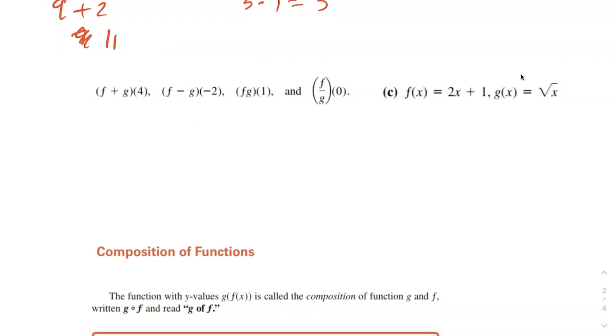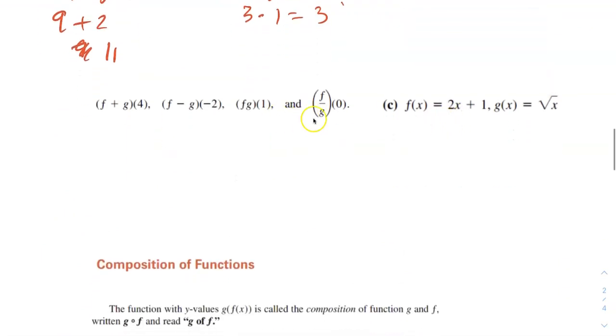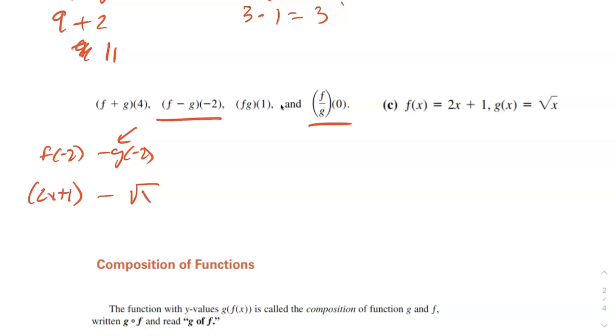So I'm showing 3 ways to do it, right? The first way is if I give you a graph, you should be able to find the values. If I give you a table, you should really be able to find the values. And what if I give you equations? Well, we'll do these two. So f minus g just means the f function minus the g function. f is 2x plus 1. g is radical x. And then we substitute our value at negative 2. So I get 2 times negative 2, negative 4 plus 1, minus the square root of negative 2, which I cannot do because you can't take a square root of a negative, so not possible.